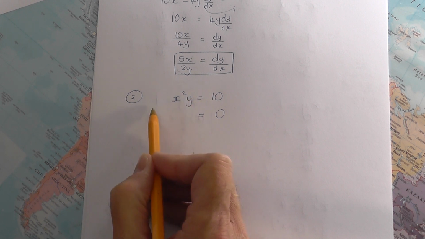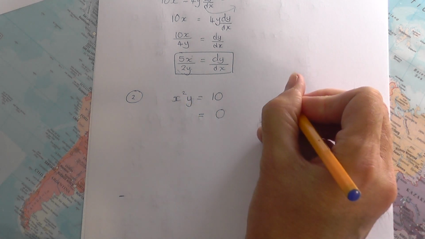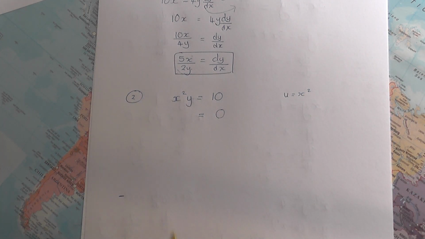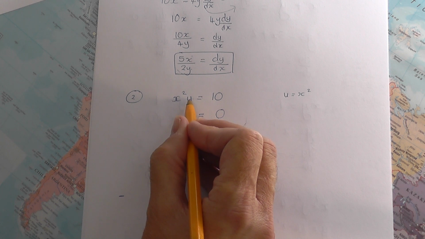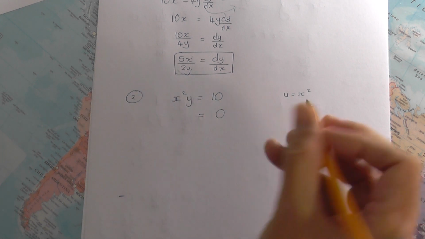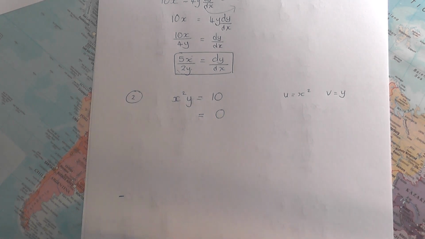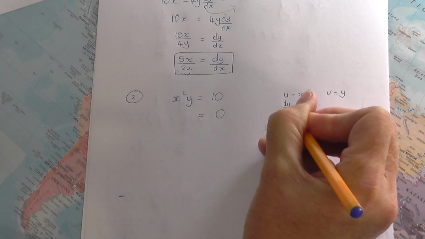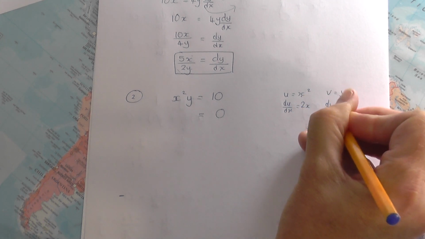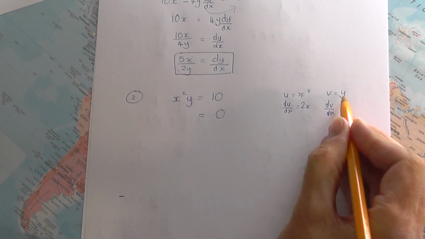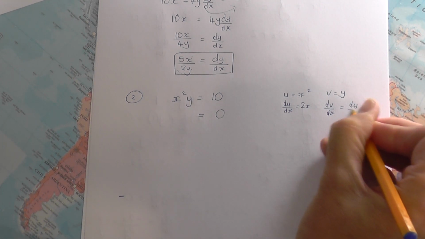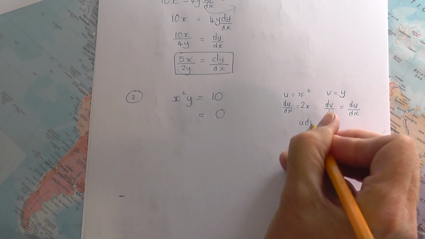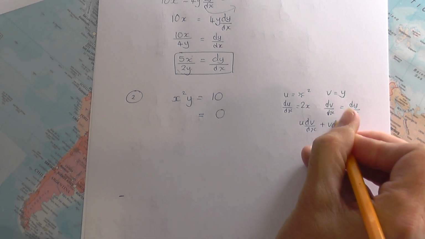Differentiate this as it stands with respect to x. This is a product of two functions of x. X squared is the u in a product rule we're going to do, and the second function is the y. Y itself depends upon x. So the v will be y. So x squared is u and the v is y. du by dx is 2x, and dv by dx, you differentiate this with respect to y, you get dy by dx. So those are the 4 things that you need for the product rule, which remember is u dv by dx plus v du by dx.